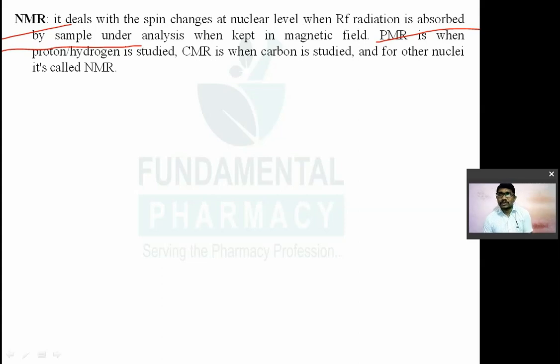Radio frequency waves pass through the sample, and radio frequency waves have very less energy. This kind of energy will not affect any electronic transition in your compound. This energy will not affect any vibrational or rotational changes in the compound, but this energy is sufficient to change the spin state of your nucleus or spin change of your nuclei. So by absorbing the radio frequency radiations, there is a change in the spin state of your nuclei.